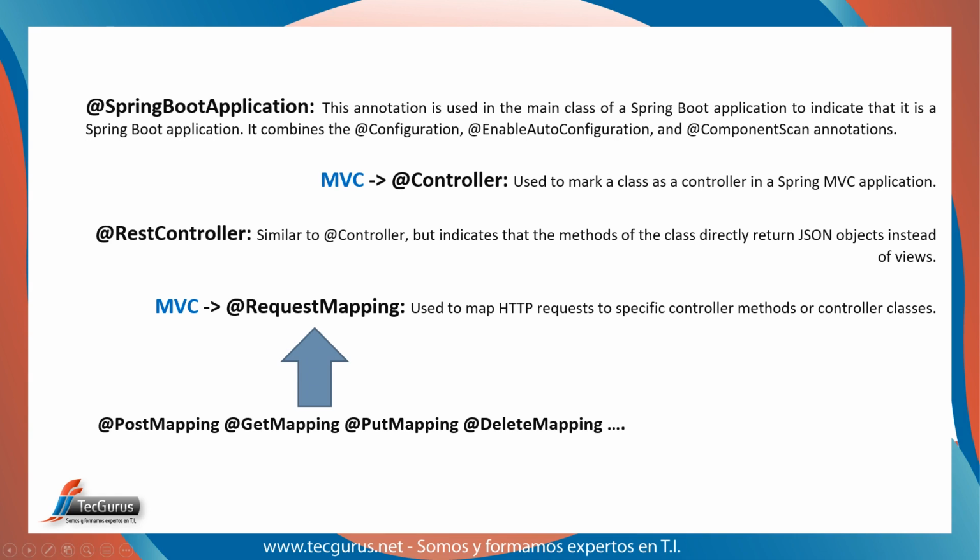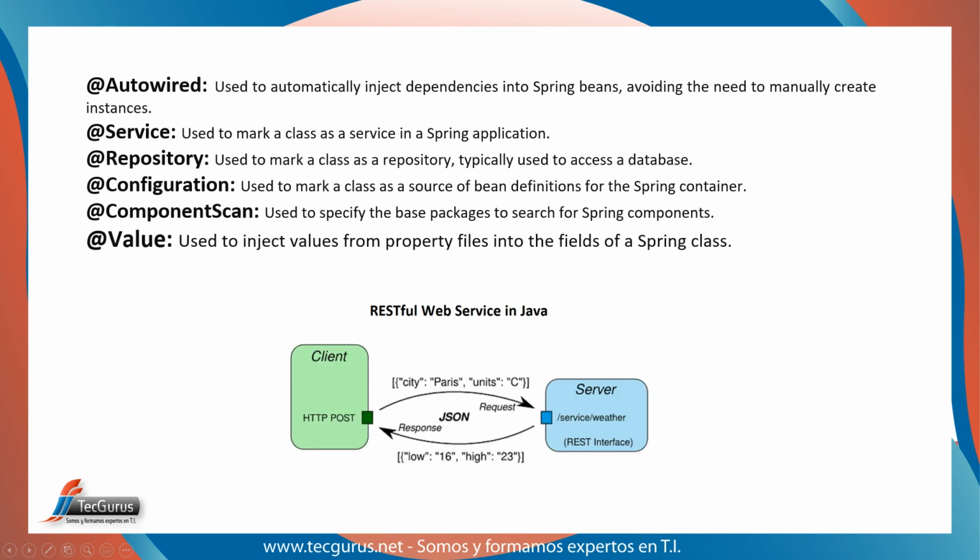specializations. We have @PostMapping, @GetMapping, @PutMapping, and @DeleteMapping. These 4 here are the main ones used for web applications. Each endpoint uses a specific HTTP verb, such as post, get, put, or delete. Another annotation, this one belongs to Spring, is @Autowired. What it does is inject a dependency that is found within the container.